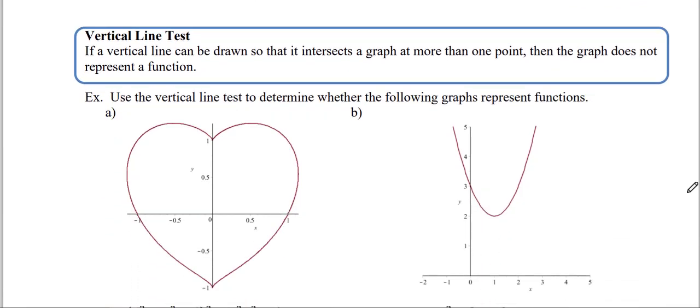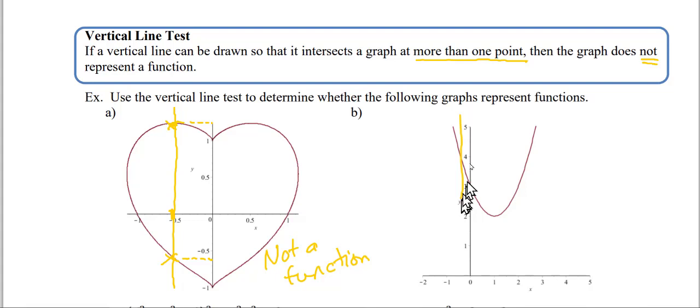If we can draw a vertical line that intersects the graph at more than one point, then it is not a function. So for example, here, I draw this vertical line. It intersects the graph at 2 different spots. That tells me immediately it is not a function. Why? That is saying for this particular x value, whatever that number is, I have 2 different y values that it is corresponding to. That is not a function. Okay?